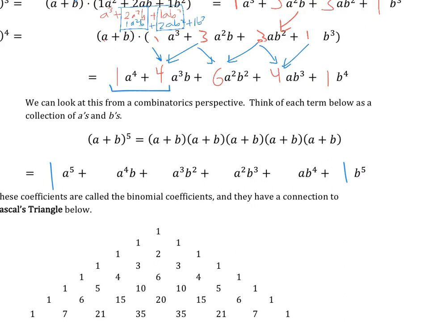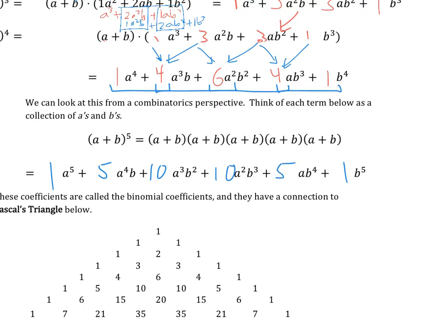And then if we add these two, we get a 5. If we add these two together, we'll have 10 a cubed b squareds. If we add these two coefficients, we'll have another 10. And if we add these two, we end up with 5.